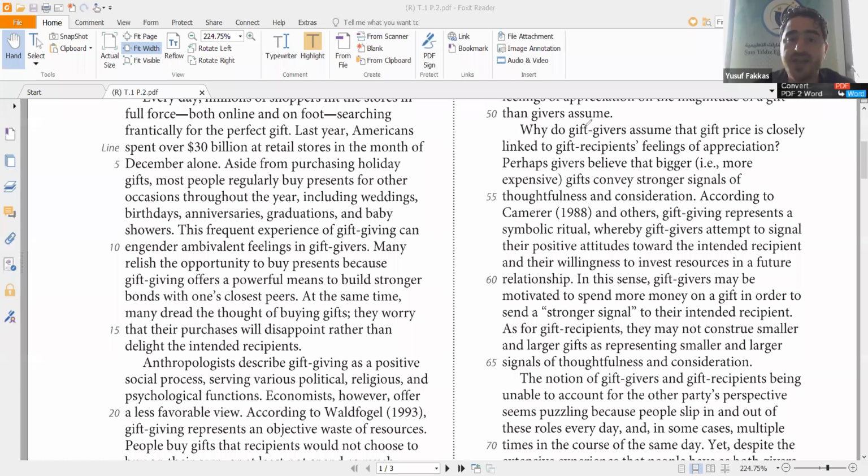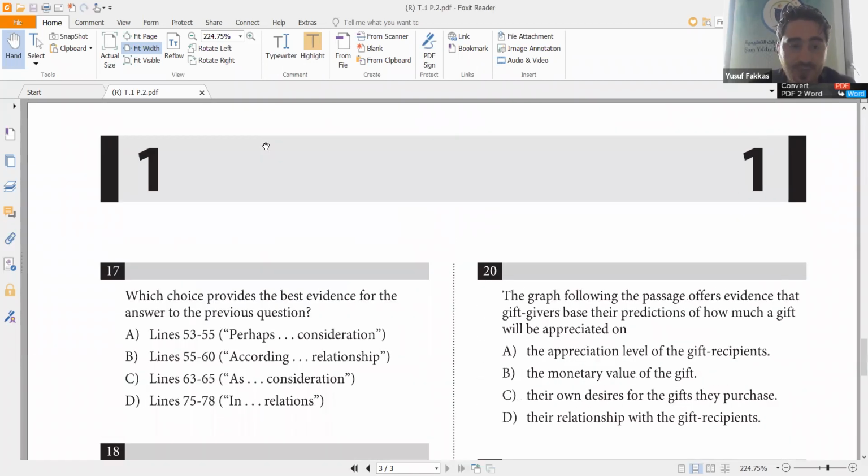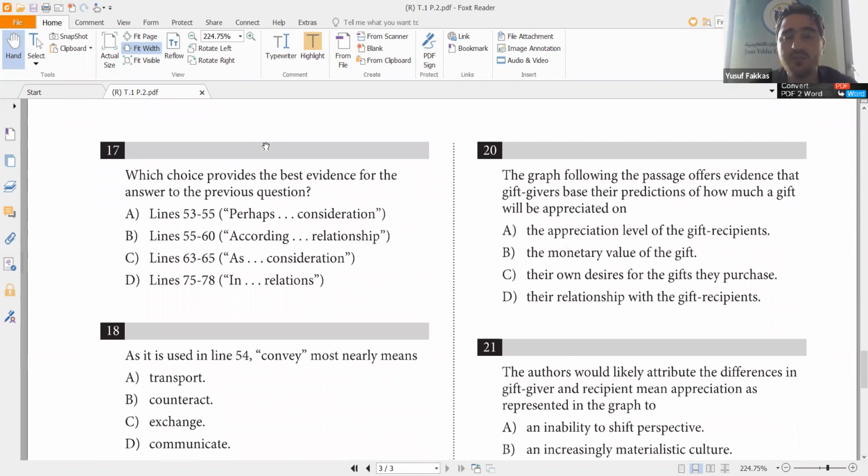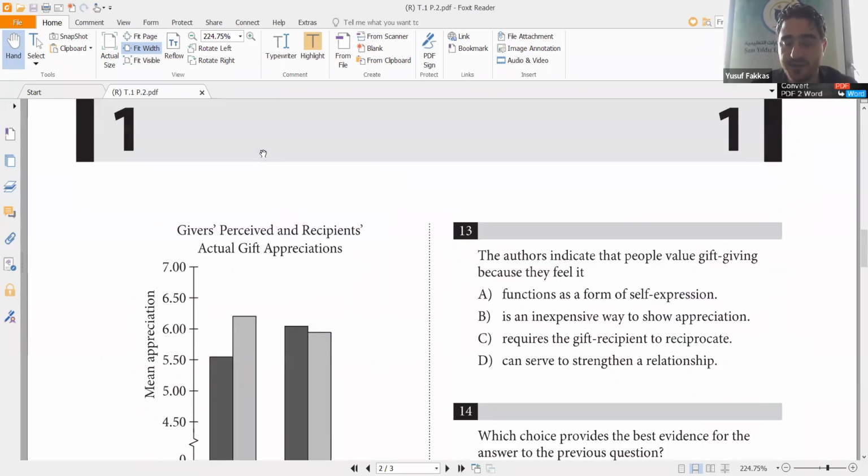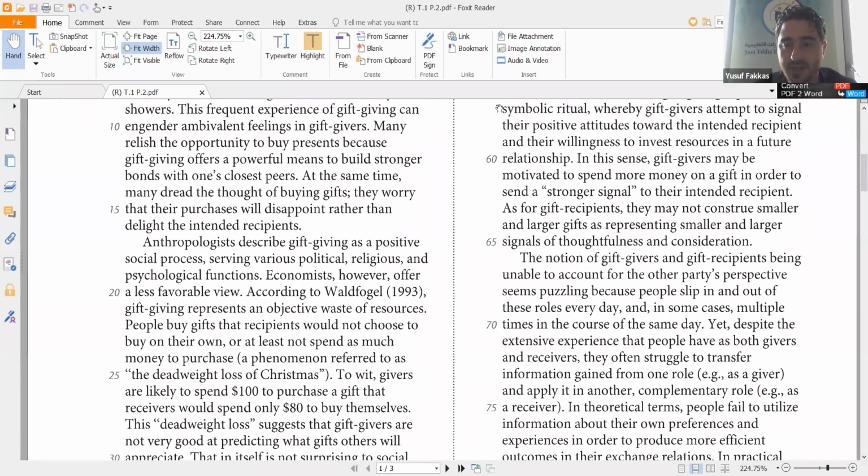So for the options A and B that I've just read, which are lines 53 to 60, none of them is telling me why this assumption is wrong. They're just telling me how they assume that, okay? So A and B don't really help me here. If I go to 63 to 65, let's see, what does it say? Here it says, as for gift recipients, they may not construe, interpret, they may not understand or receive smaller and larger gifts as representing smaller and larger signals of thoughtfulness and consideration.